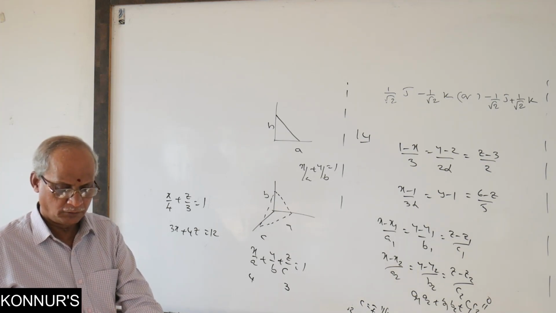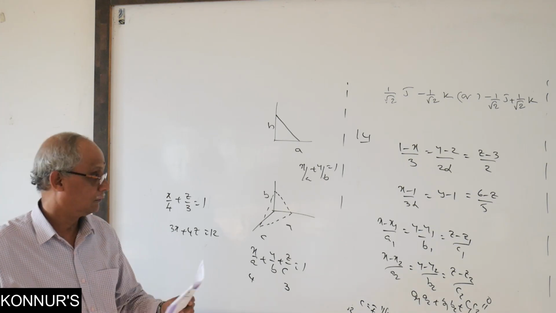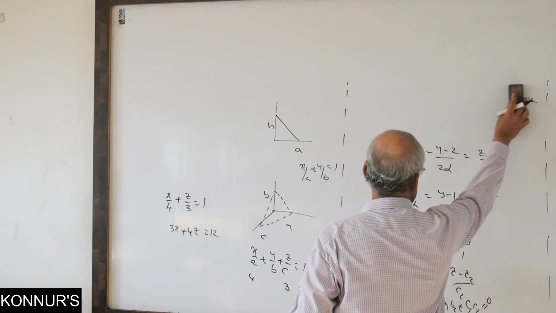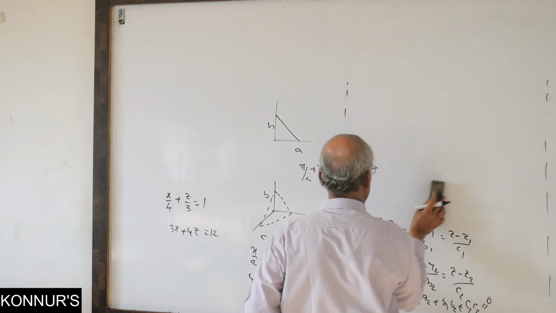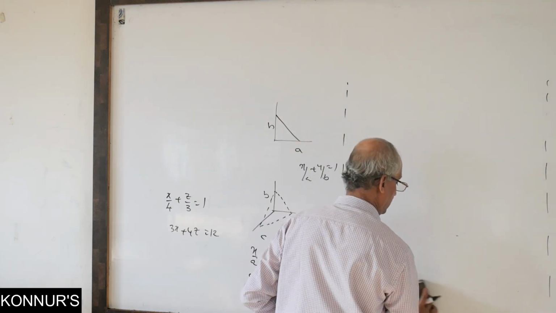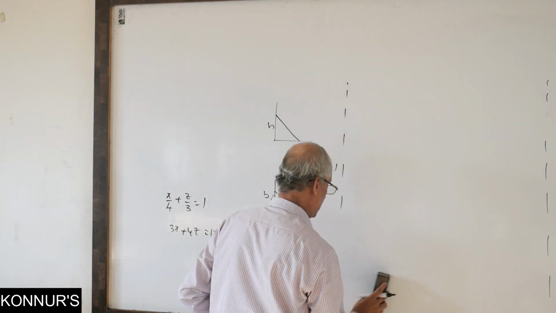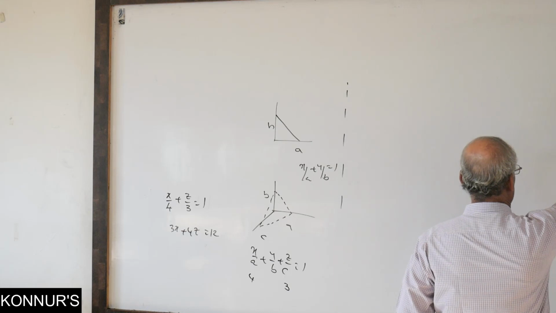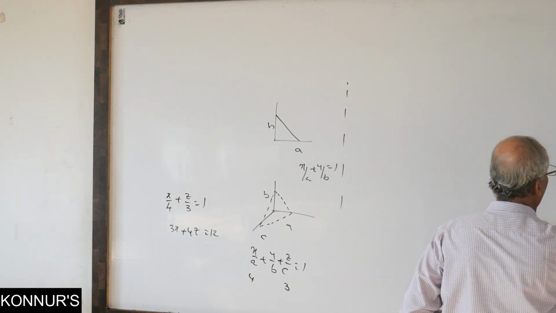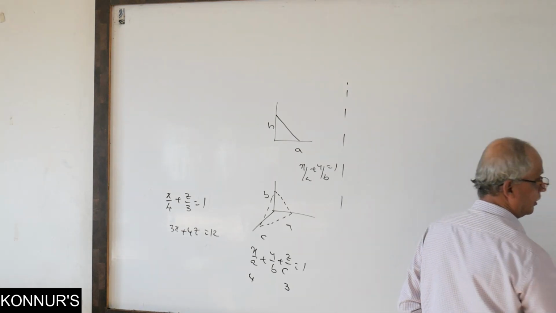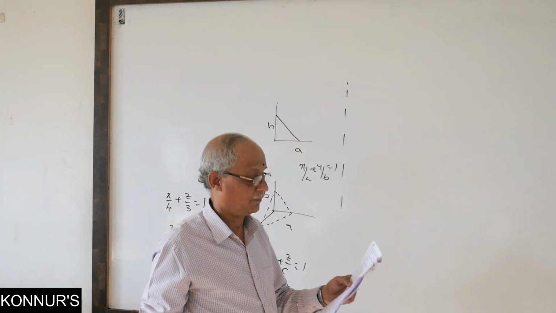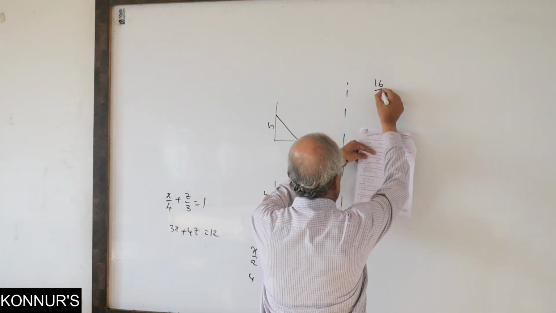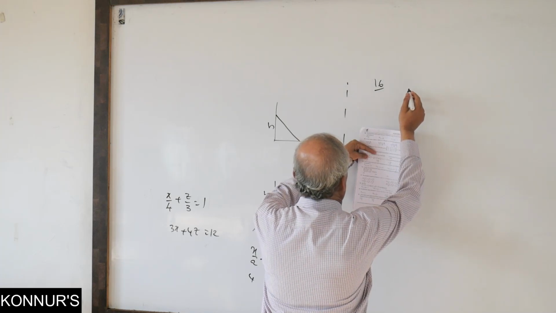Midpoints of sides of a triangle. A very, very useful geometry problem in coordinate geometry. In the beginning, very long back, I gave one result: whenever we know the midpoints, how to find the vertices. A very simple technique I gave. That is useful here.